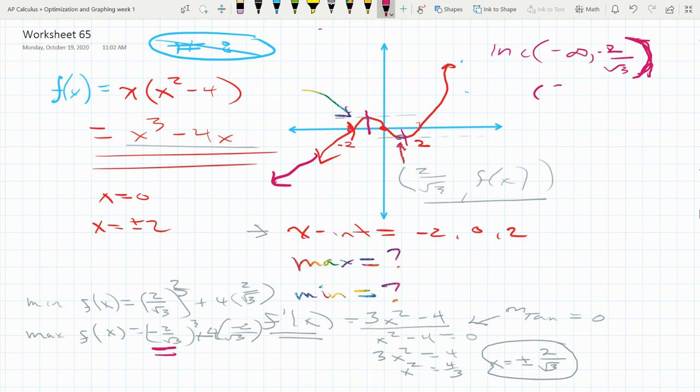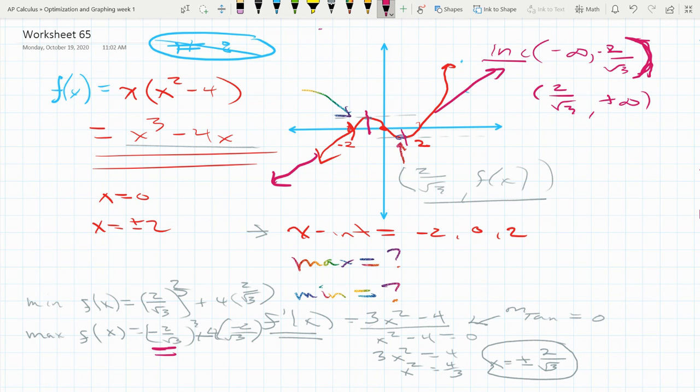This is going to be from 2 root 3 to, it just keeps going on forever. Sorry about that line over there. This is going to be positive infinity. So those are my intervals that it's increasing on.